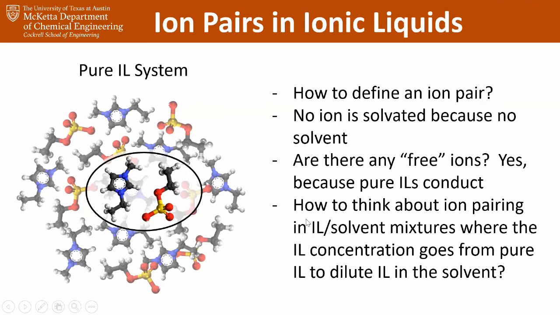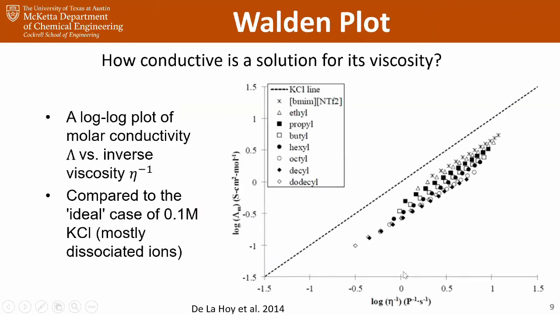So we really need to ask ourselves, how do we think about ion pairing in ionic liquid and ionic liquid solvent mixtures, when we can have this concentration going all the way from something very dilute to the pure ionic liquid? And so I personally think the best way of representing this, and the way that is very akin to what I will end up showing you, is the Walden plot, right? Where we plot the log of the molar conductivity as a function of the log of the inverse viscosity and compare it to that ideal line.